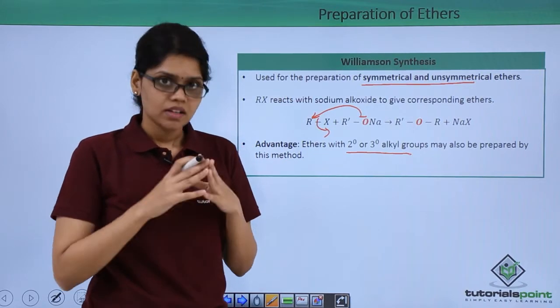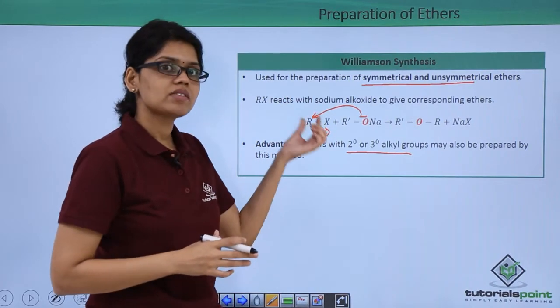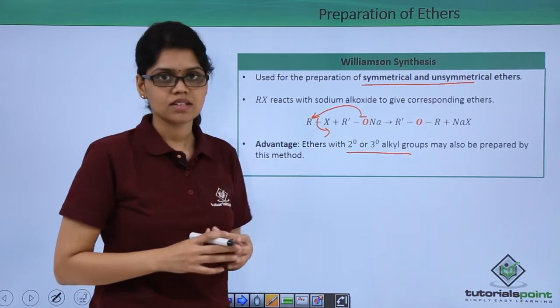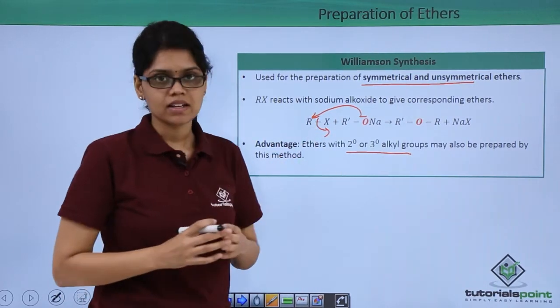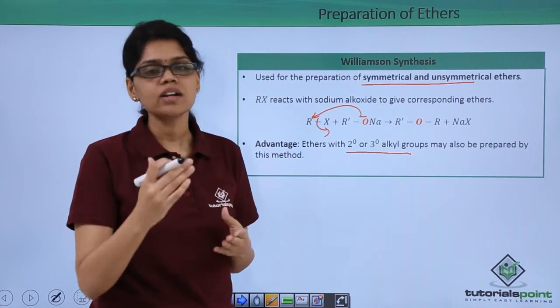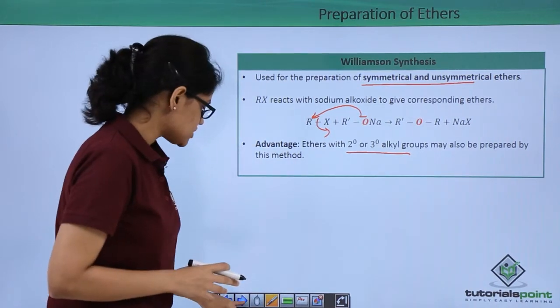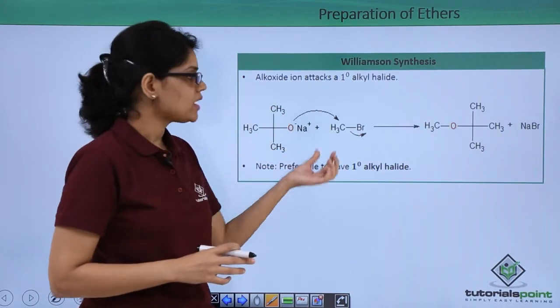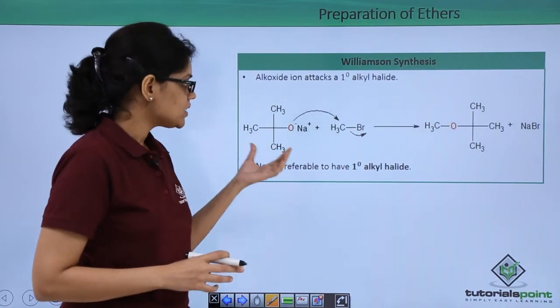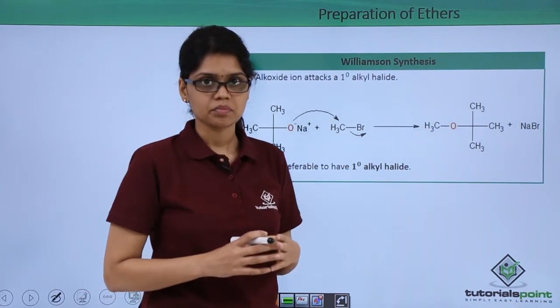Now you can see that in this reaction we have an alkyl halide and an alkoxide ion, and it is always preferable to have a primary alkyl halide and a secondary or tertiary alkoxide ion. As you can see here in this reaction, we have a tertiary alkoxide ion and a primary alkyl halide, and this reaction can result in ethers.